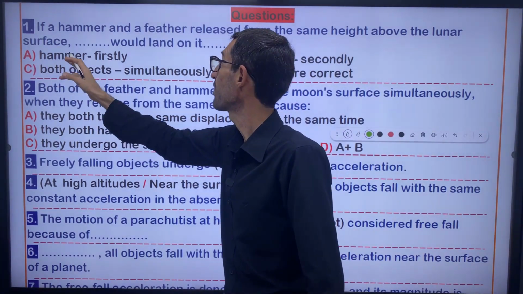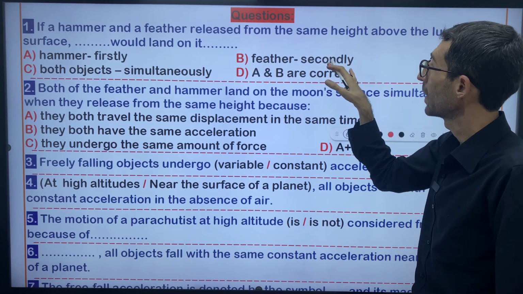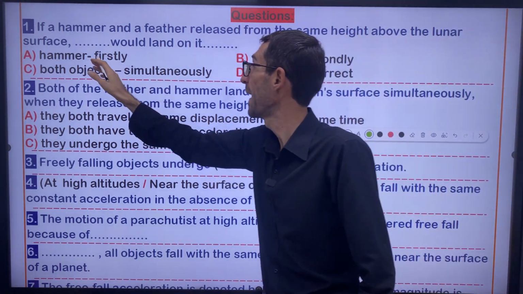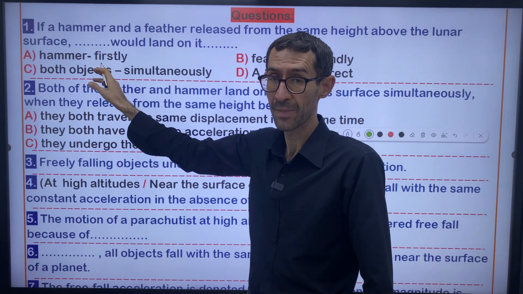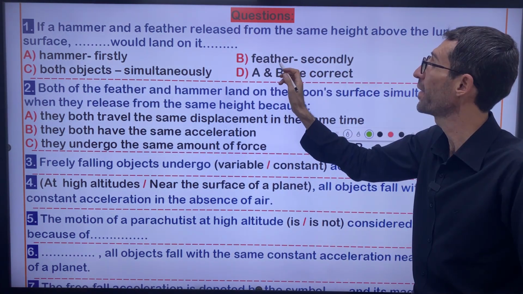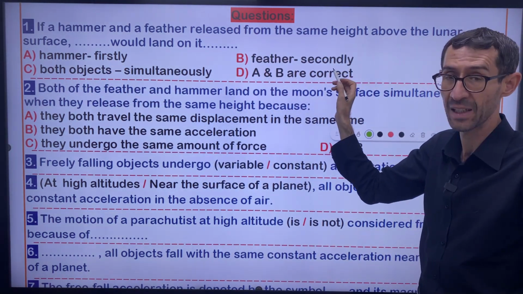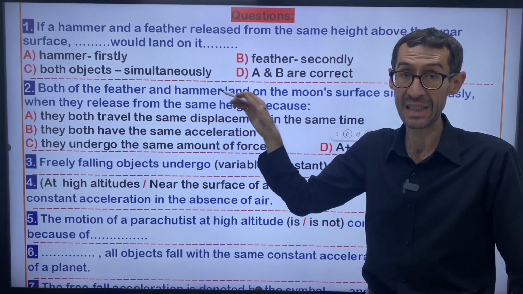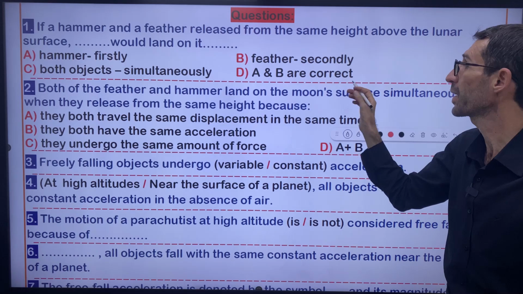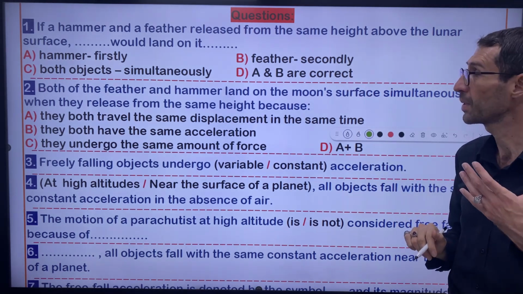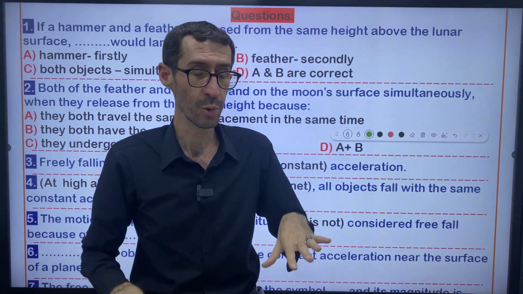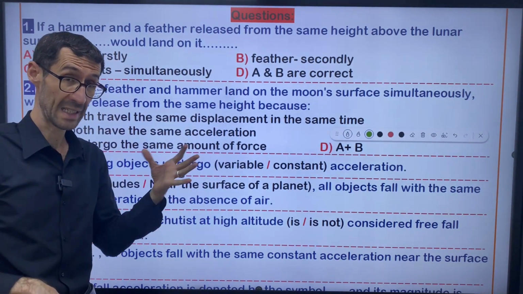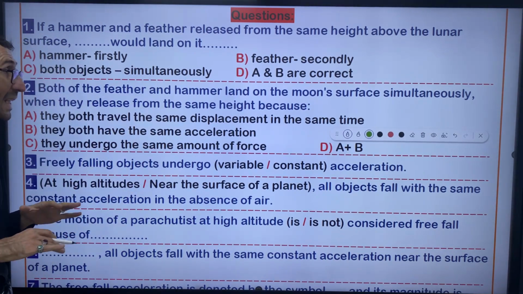A: if a hammer and feather are released from the same height above the lunar surface, the hammer would land on it firstly. Is it true? B: the feather would land on it secondly. C: both objects would land on it simultaneously. D: A and B are correct. A and B being correct means the hammer lands on the lunar surface firstly, and after that the feather lands secondly. Is it true? So it doesn't make sense.